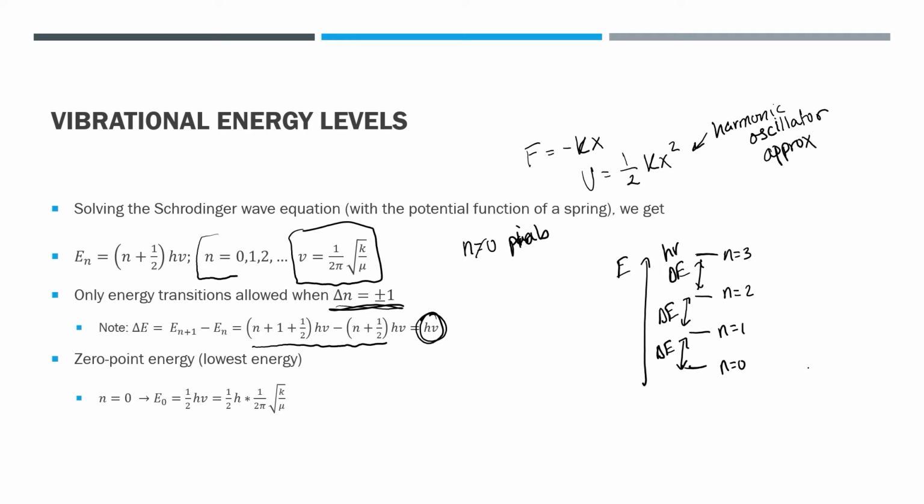Another really important thing to note is the zero-point energy, which is what we'll be focusing on later on, and this will be really important for the kinetic isotope effect. So remember, our zero-point energy is our lowest energy. And in this case, n equals 0 is allowed. So we have E sub 0, and if we plug n equals 0 into the energy level equation, we get that E sub 0 equals half times h times our frequency, which was 1 over 2 pi square root k over mu.